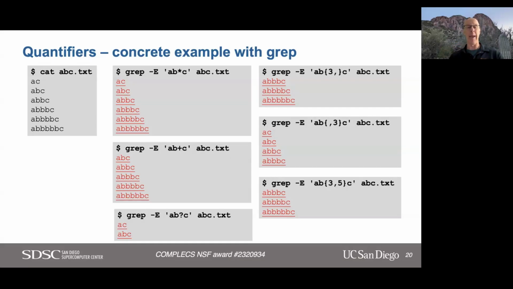The second example, if we drop down to AB plus C, we can see that we're going to match the second line onward. So A followed by at least 1 B. In the third example, AB question mark C, we're going to match AC and ABC. So again, A followed by exactly 0 or 1 Bs. And then in the right-hand column, we look at a few examples with the curly brace notation, starting off with A followed by at least 3 Bs, up to 3 Bs, and then exactly 3 to 5 Bs.